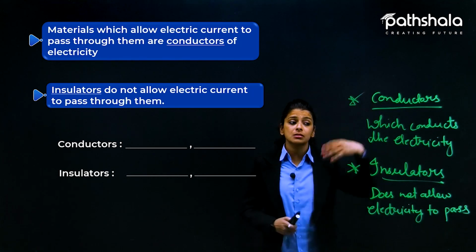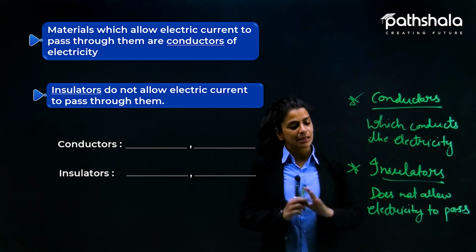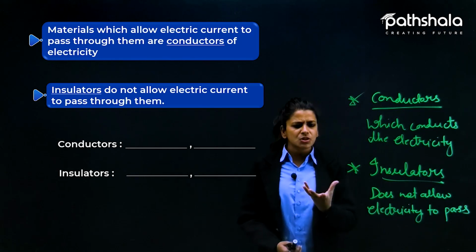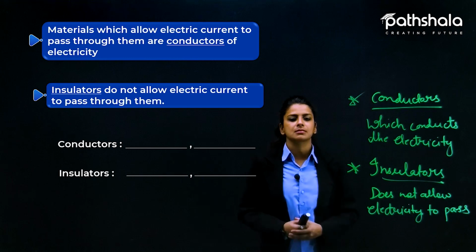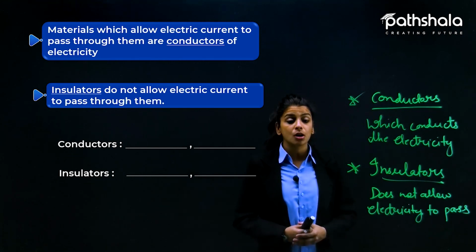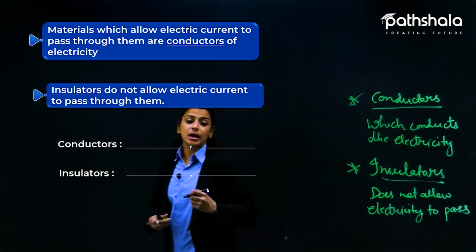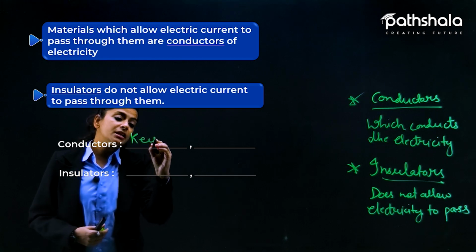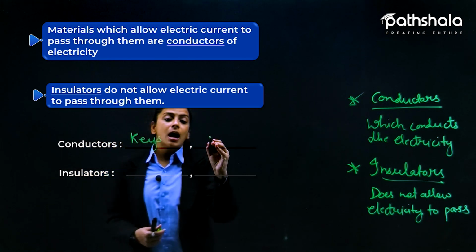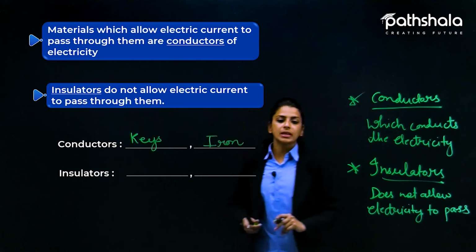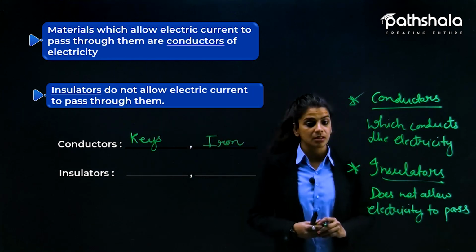So yes, conductors which conducts electricity, हमने उसके example भी देख लिए हैं. We have seen in the observation table that the things which are made up of metals, metallic things, they are able to pass electricity from them. So that is why they are called as conductors. So here we will write the two examples of conductors as keys. Keys में से electricity गई थी, and iron also conducted electricity. So we can consider these two as conductors.